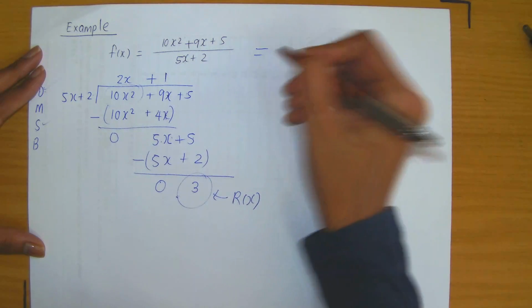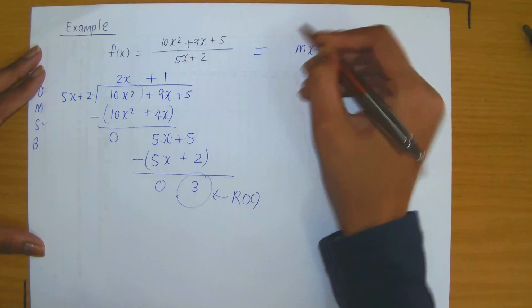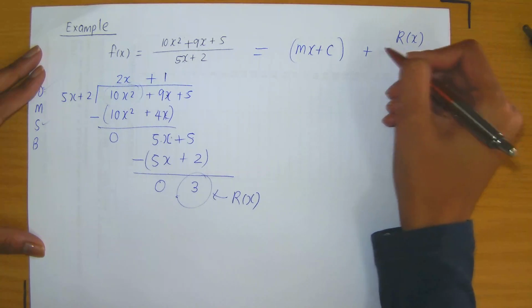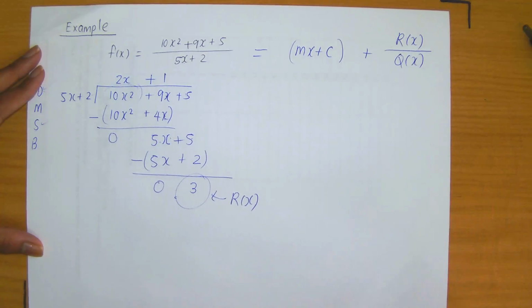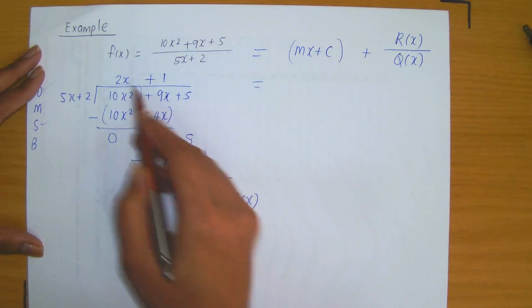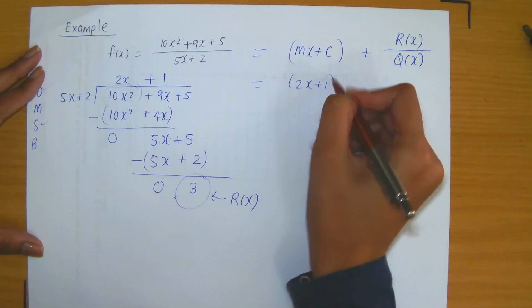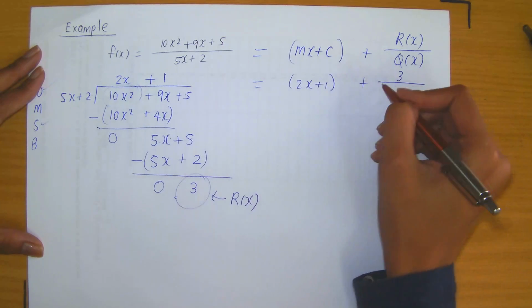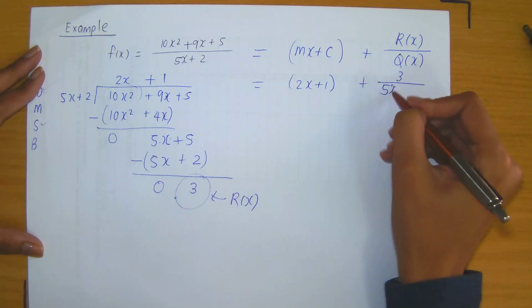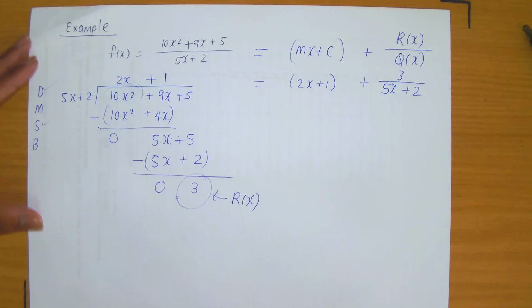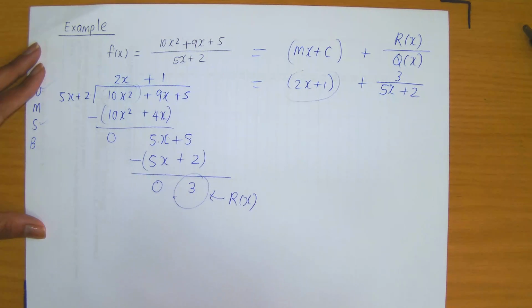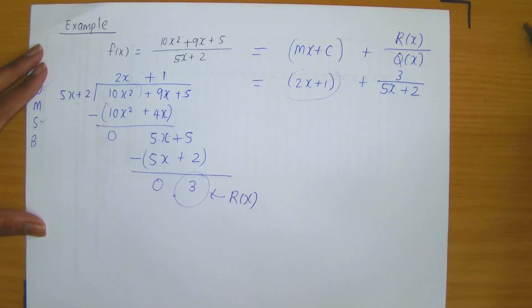So that means that f of x equals mx plus c, which is 2x plus 1, being added to r of x divided by q of x, as we had seen in the previous slide. So what is mx plus c? I've said it's 2x plus 1. And what is our remainder? It is 3 divided by 5x plus 2 from the denominator. So now the question is: is y equals 2x plus 1 an oblique asymptote, or a non-vertical asymptote, for this function f of x? We now need to check by evaluating the limit.